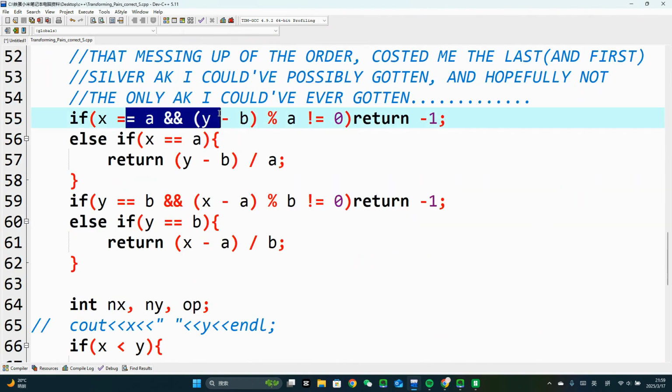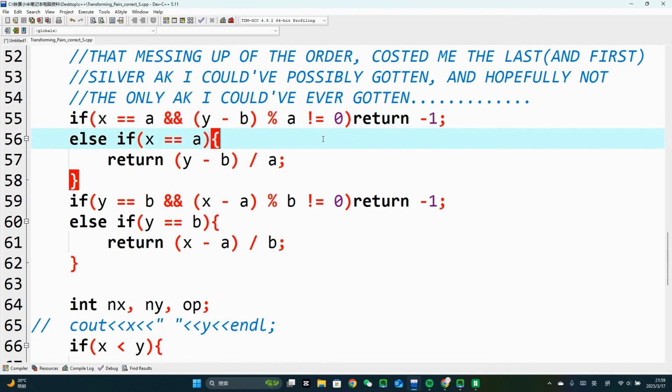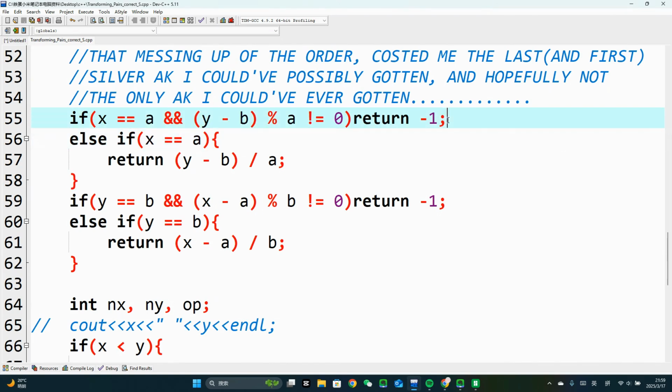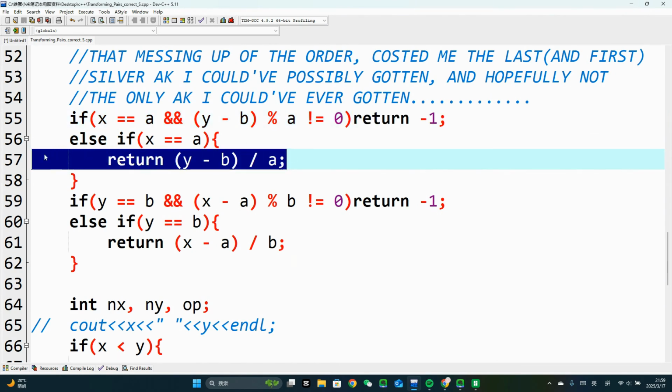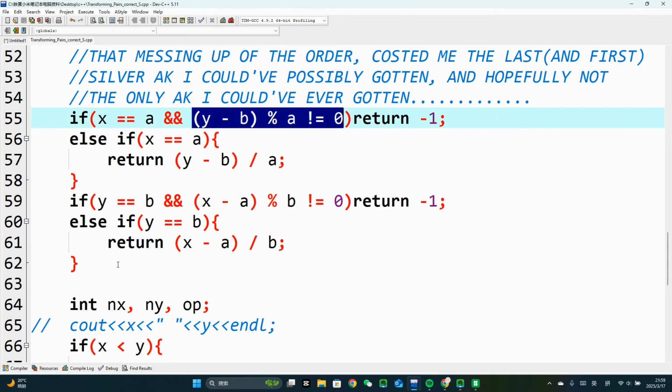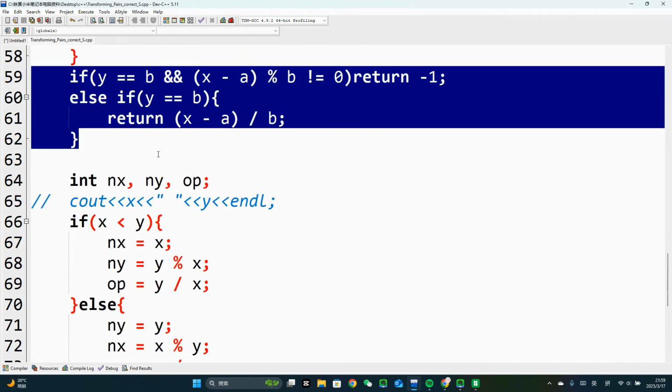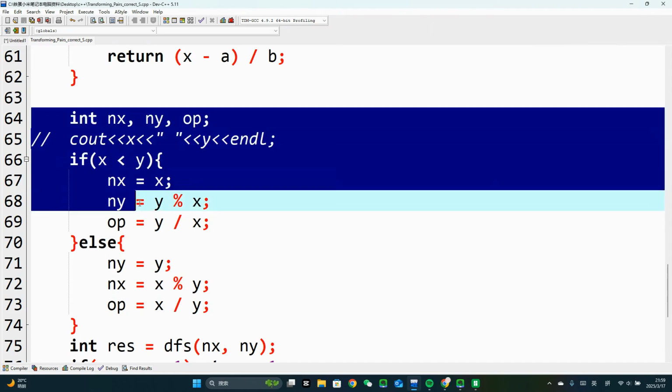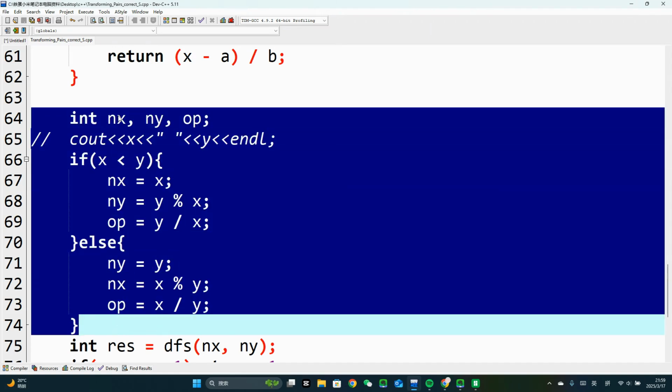And if one of them is already equal and the other one, when modding, is not 0, then obviously no solution. Otherwise, the solution is just the cost of making the second one equal as well, if it's divisible, obviously. And it's the same thing if it's the other way around. And then we just do the Euclid algorithm, very basic. I bet you all can understand this.